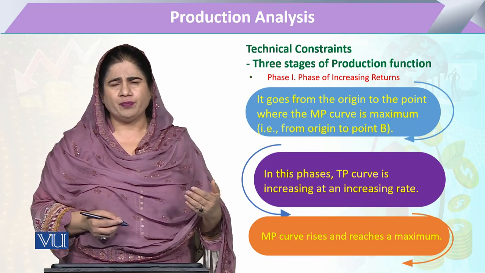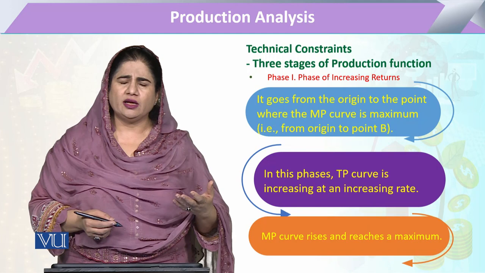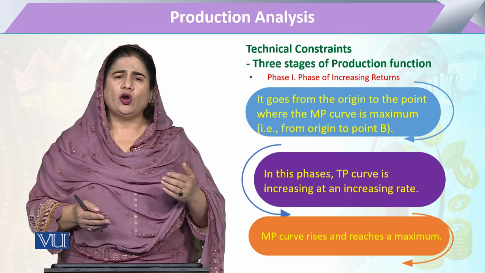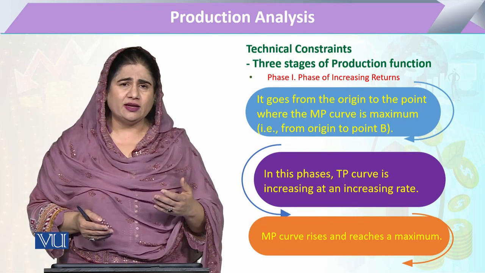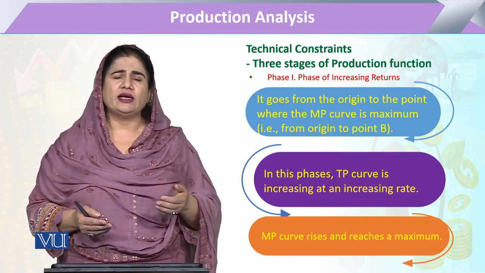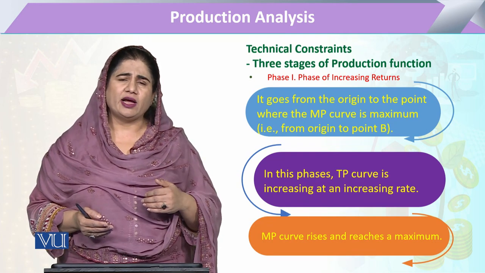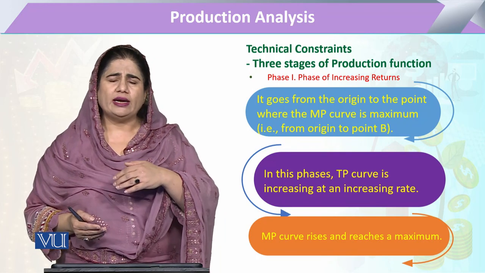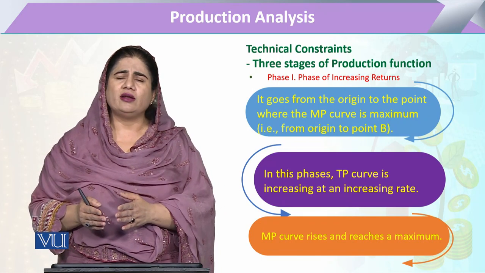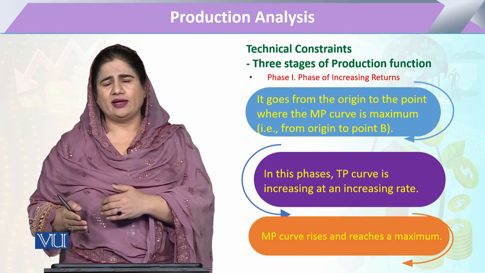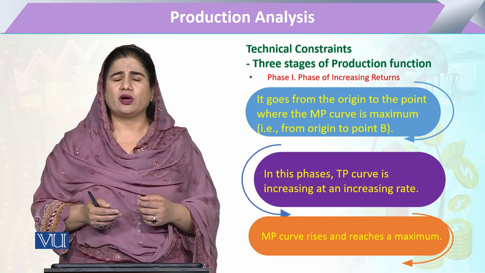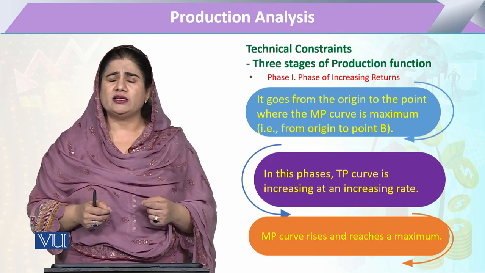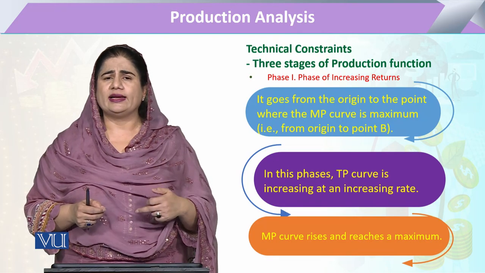So when we explain these three phases one by one, in the first phase, we can say total production is increasing, marginal physical productivity is increasing, and average product is also increasing. When we come to the second stage, total production is increasing, but marginal physical product is decreasing, and at the same time, average physical product will also start declining in a certain way. Third stage, when total production is declining, and marginal physical product is not only declining, it is decreasing in the negative phase, meaning it is going below zero.